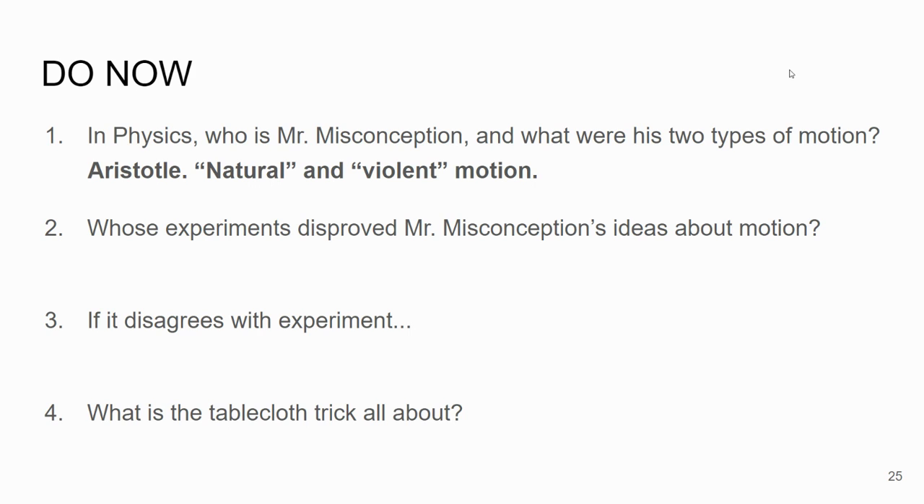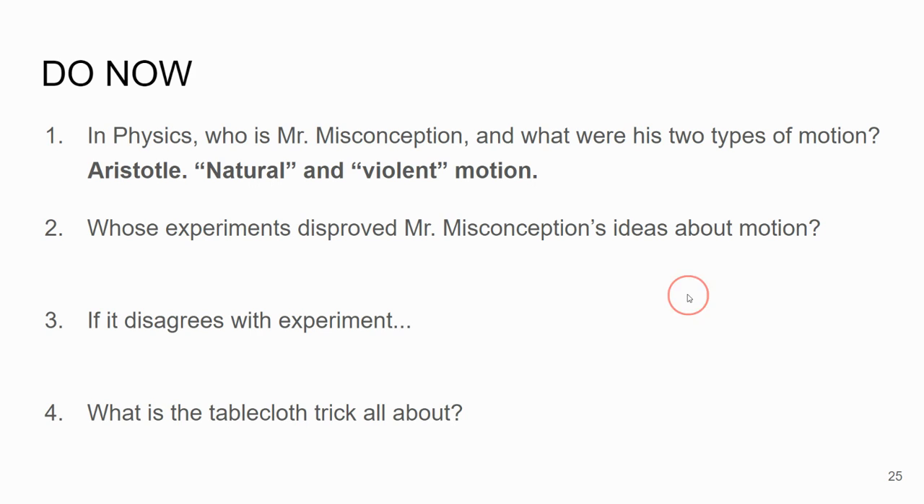And anyhow, Aristotle believed in two types of motion: natural, meaning it is just of the nature of the thing to do that kind of motion, and violent motion, which is imposed motion. So, who came along and disproved Aristotle's ideas about motion?